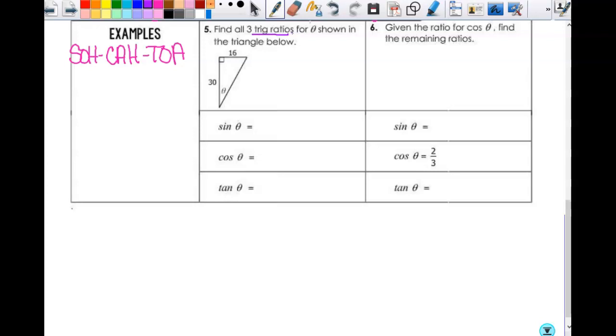So the first thing I'm going to do is label my triangle. This is my theta, so this is opposite. This is hypotenuse. This is adjacent.